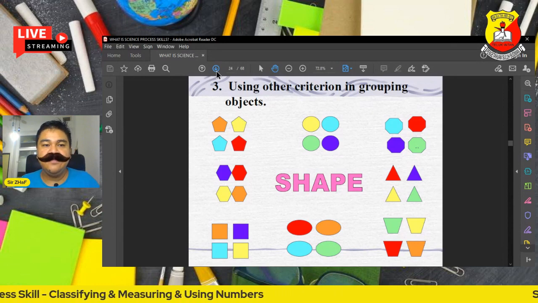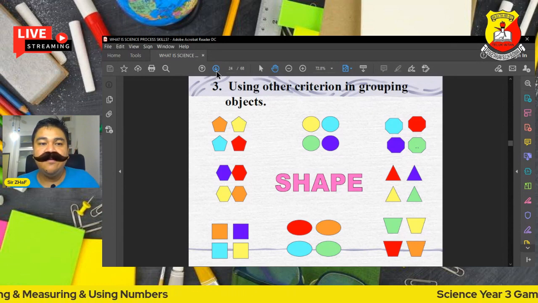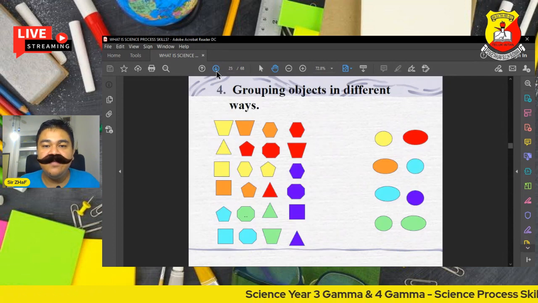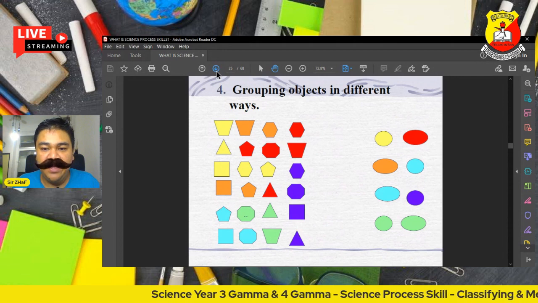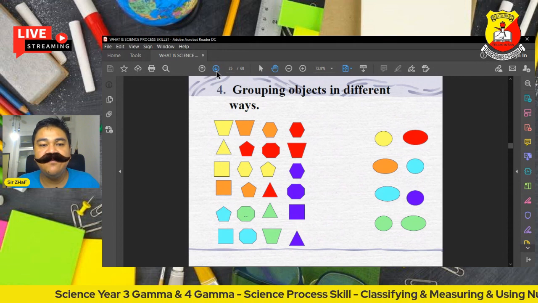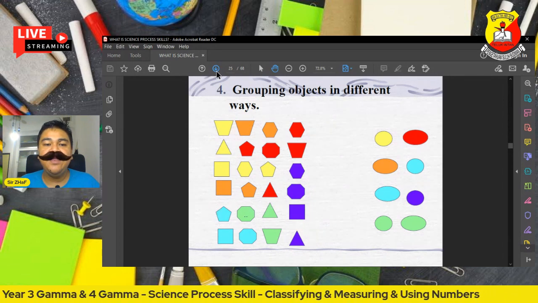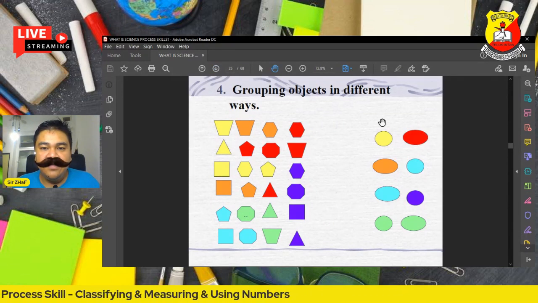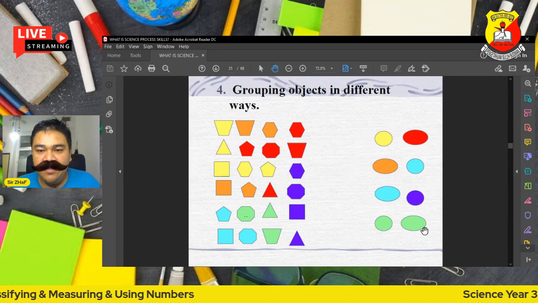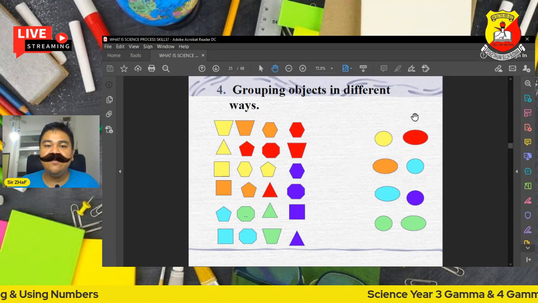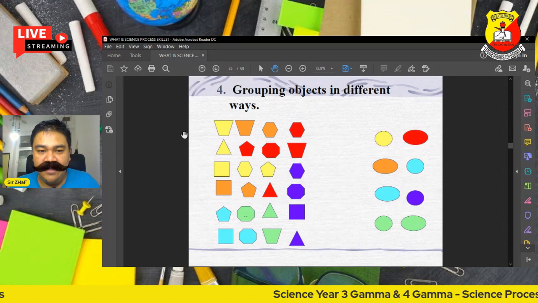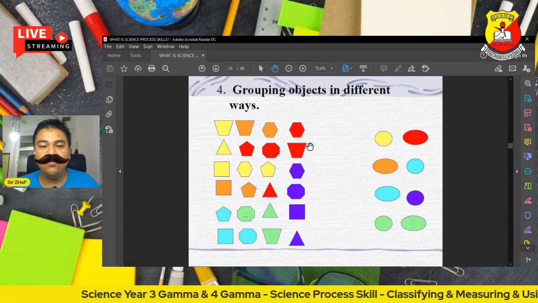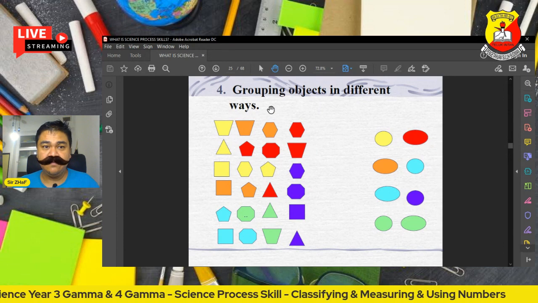Next, you can group objects in different ways. So what is the different way? This one has one side only. This one has many sides, isn't it? So there are two groups of objects.